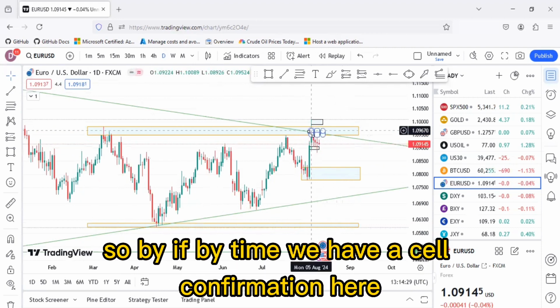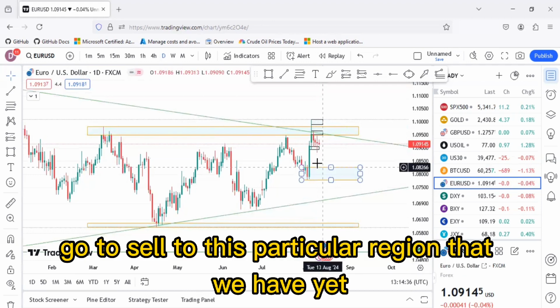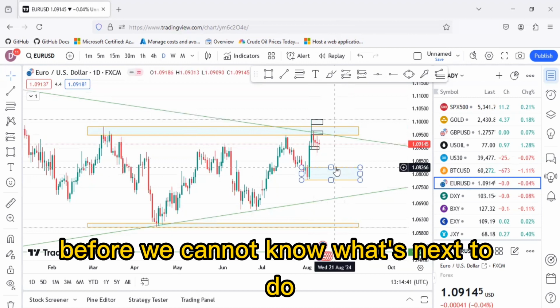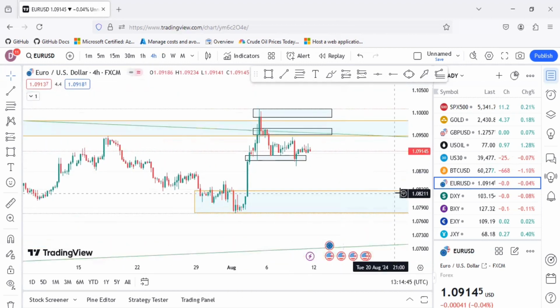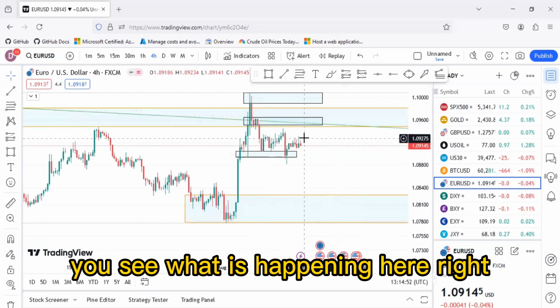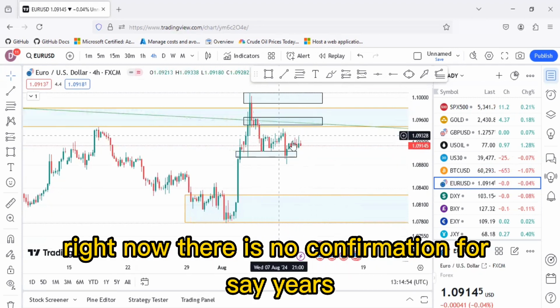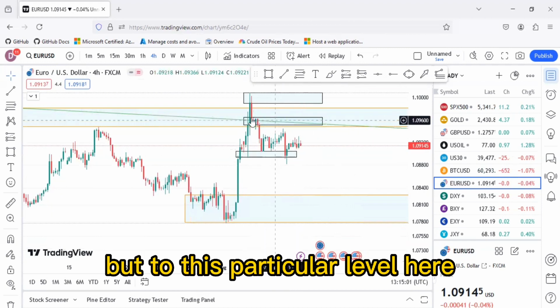But by the time we have a sell confirmation here, we're going to sell to 1.08234. That is where we're going to sell to, this particular region that we have here. Before then, we cannot know what's next to do. But if we go to a lower time frame, let's say 4 hours, how do we see if it is time for us to sell? To see what is happening here right now, there is no confirmation for a sell yet.